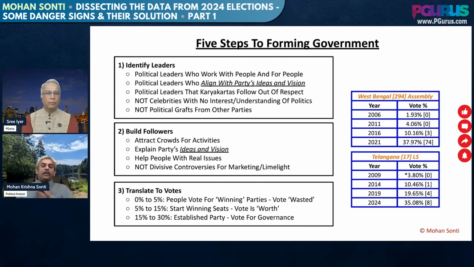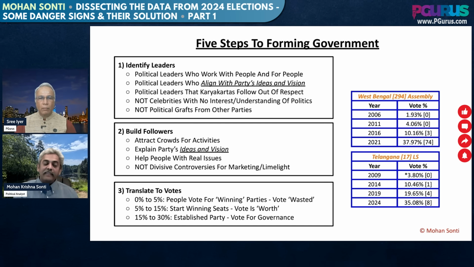Now, the 5 steps of forming a government. This I had mentioned very briefly in one line in the previous session. The number one step is about identifying the leaders, the political leaders who work with people and for the people. It is very tough to find them, but the whole of politics is about finding these special leaders. These are like the little future kings who are going to hold on to their praja, basically their voter base.